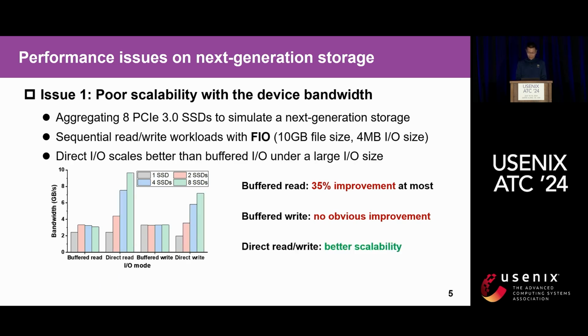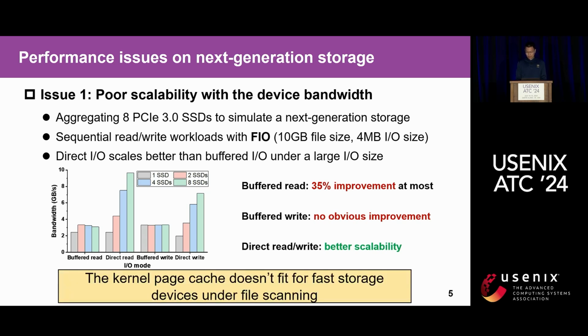As a comparison, we repeat the experiment in the direct I/O mode, in which the kernel page cache is skipped, and find that the direct I/O can scale better under such a large I/O size. Comparing the two experiments, we conclude that the kernel page cache does not fit for fast storage devices under file scanning.